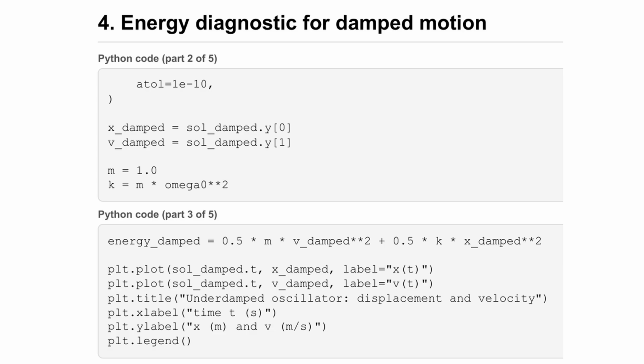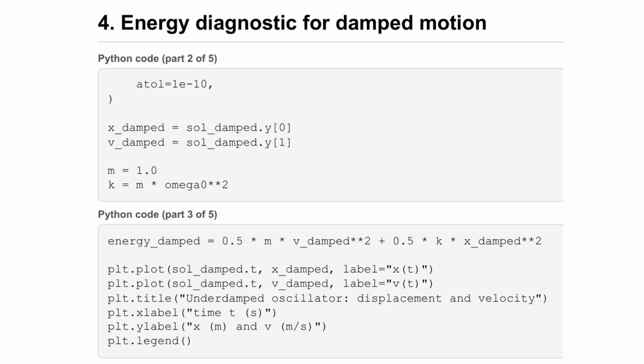After solving the system, we extract the displacement and velocity arrays. We set the mass to 1 kilogram for simplicity and calculate the spring constant. Then, we compute the total mechanical energy array using the standard formula.